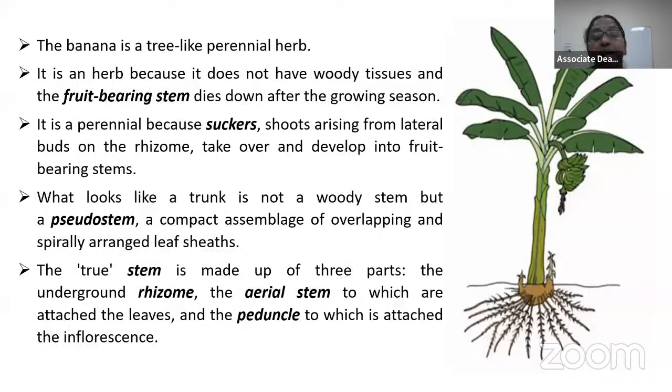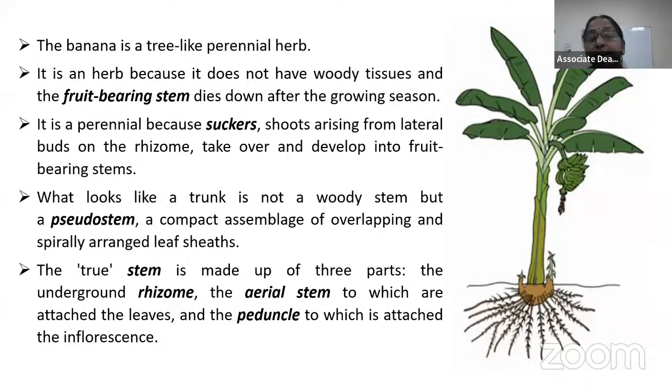And coming to its perennial nature, the propagating structure is the sucker. Suckers means the shoots which are arising from the lateral buds present on the rhizome. And these lateral buds take over and develop into fruit-bearing stems. So that's why it is called perennial in nature.